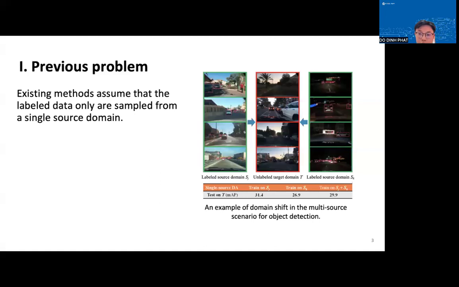In the previous thesis, only one source domain, source data, is used to train, but in the real world, data is collected from different domains, such as different cities or different times of day. However, there is a domain shift among different domains. This is an example of domain shift in the multi-source scenario for object detection. Left and right image columns are labeled daytime image and labeled nighttime image. The center image column is an unlabeled dusk image.